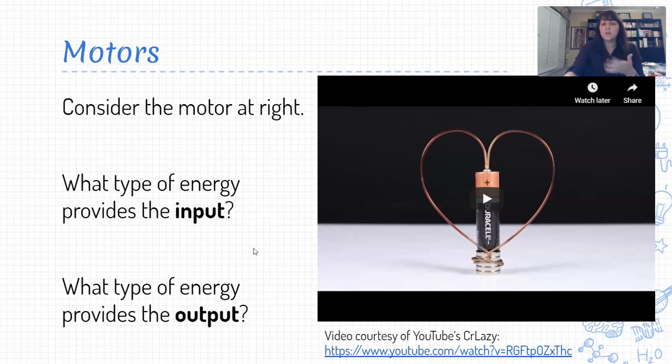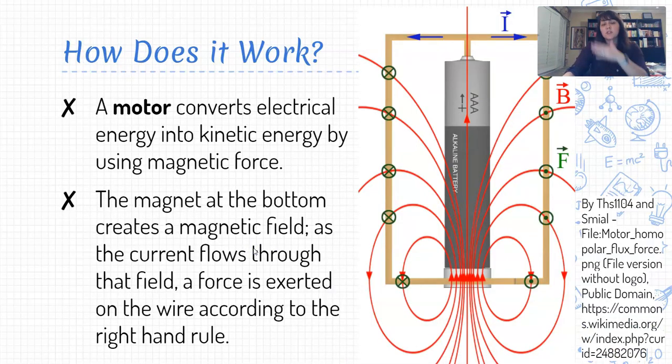And then what type of energy is the output of this motor? Well, the big exciting ending of this device's functioning is that the wire spins, and if it's spinning, it's moving, and if it's moving, and we can see it, that's got to be kinetic energy. So a motor converts electrical energy into kinetic energy. It starts with an electrical current of moving charges, and that produces some sort of movement at a larger scale that we can see using magnetic force.